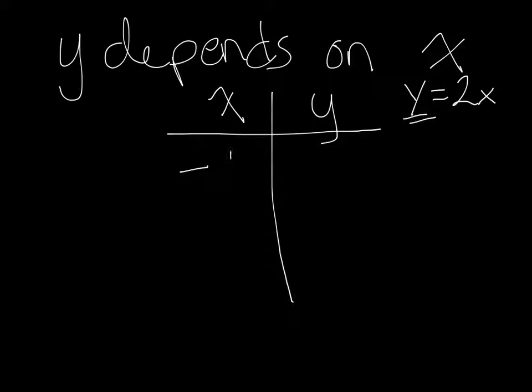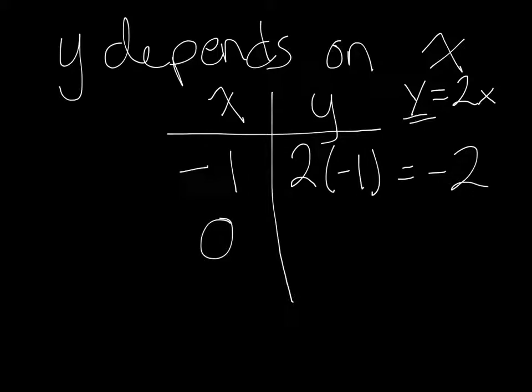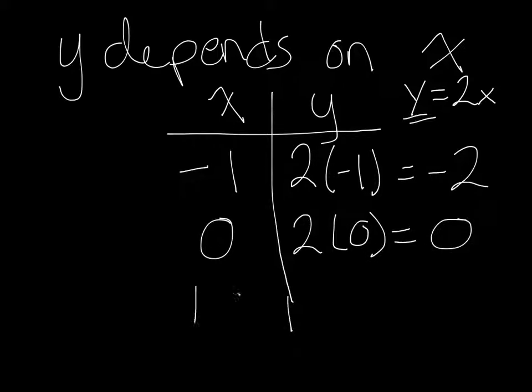Say I plug -1 into this equation. I would get 2 times -1, and that equals -2. If I plug 0 in as my independent variable, then I get 2 times 0 is equal to 0. I can choose anything. I can choose 10. 2 times 10 is equal to 20.